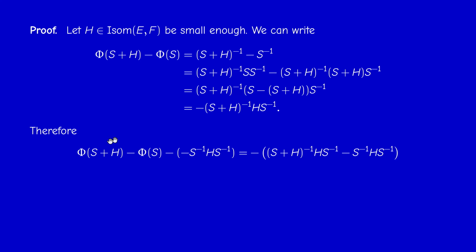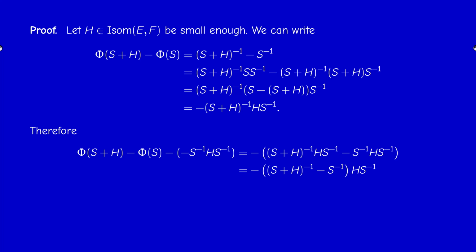Now, I want to prove that this is the derivative. So I write the difference between phi and its approximation: phi of S plus H minus phi of S minus this linear map in H, which, as you may check, is linear and of course bounded. So we get the difference between this operator encountered here and this one, but I have the minus outside. And you guessed where I want to go. I want to prove that this difference is a small o of H, or small o of the norm of H.